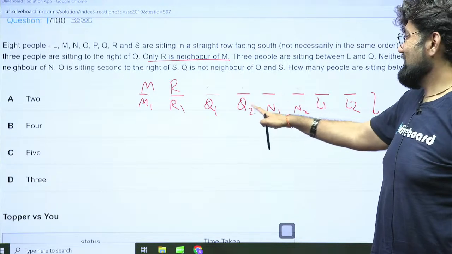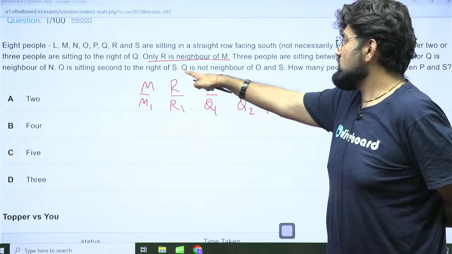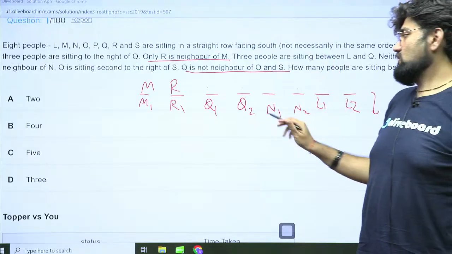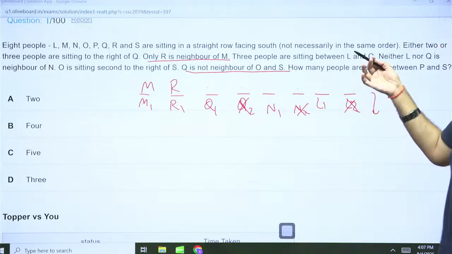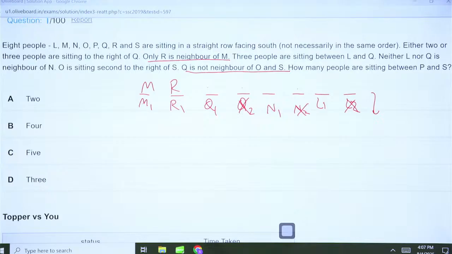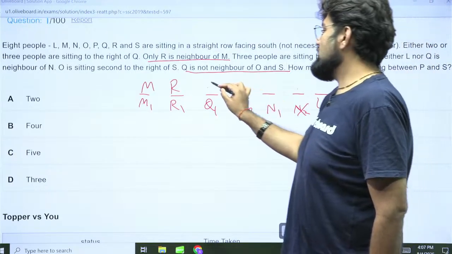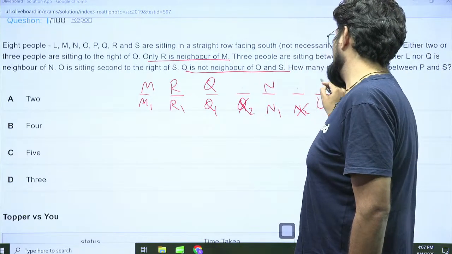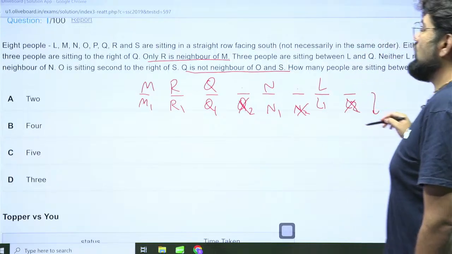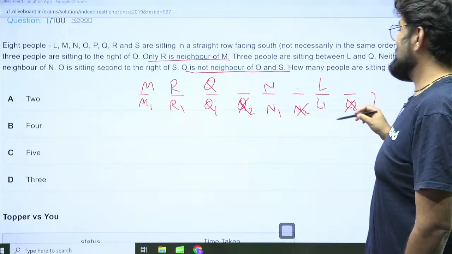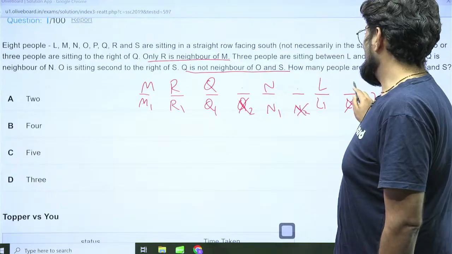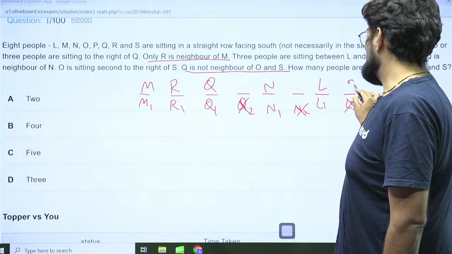If Q2 is here. But the question is, Q is not neighbor of O and S. So this will get deleted now. Okay, because then my placement of O and S will not be possible at all. So now I know that Q has to sit here, N has to sit here, L has to sit here. And now O is second to the right of S. So this is only possible. It has to be here only. So this is S and this is O.